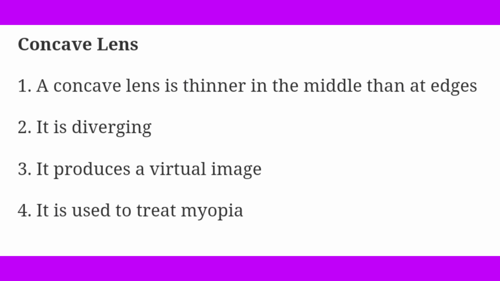Concave lens. First one, a concave lens is thinner in the middle than at edges. Second point, it is diverging. Third one, it produces a virtual image. Fourth one, it is used to treat myopia.